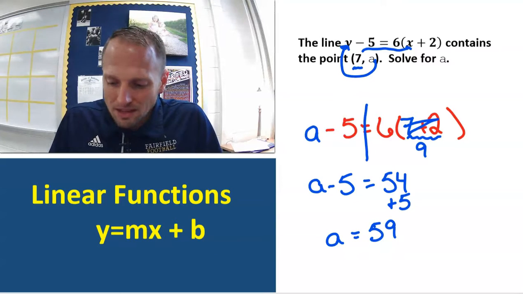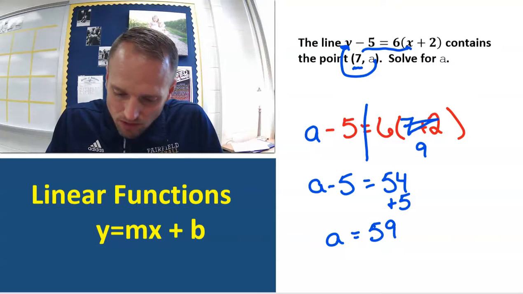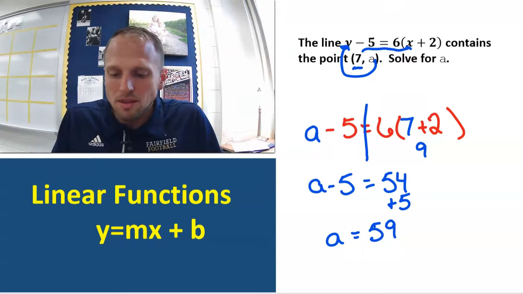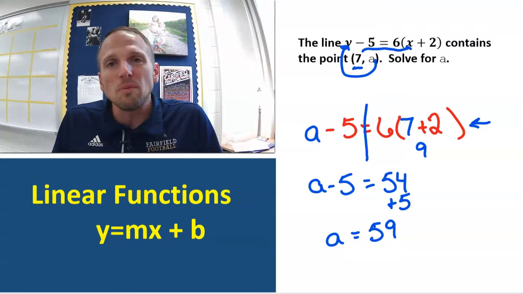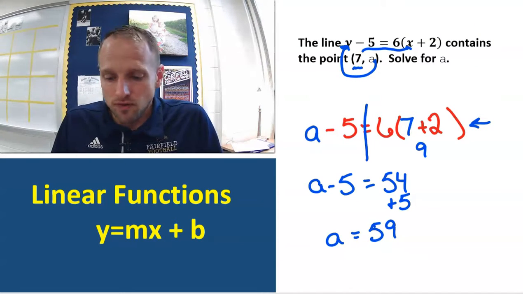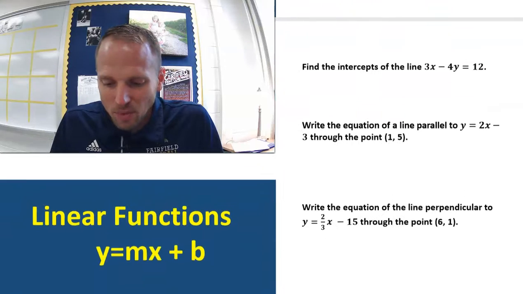And once we did that, we were right there, that top line. That's what our equation looked like. A little bit of order of operations and one step equation later, and we were done. A equals 59. I like that problem.